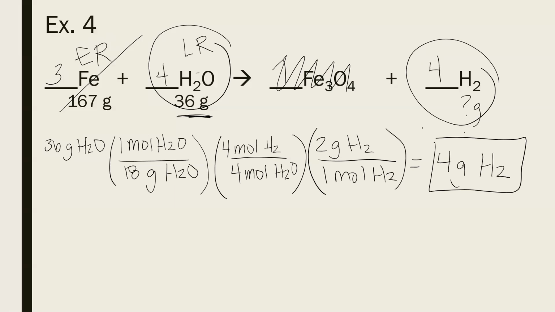So step 1 was determining limiting and excess. This is step 2, determining the theoretical yield of your unknown. There's a step 3, but we'll do that in the next video.